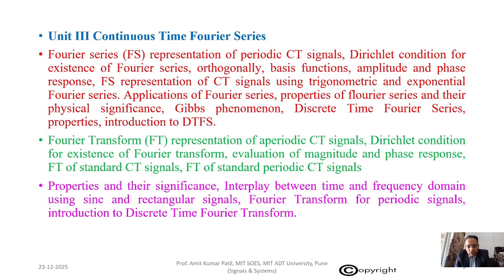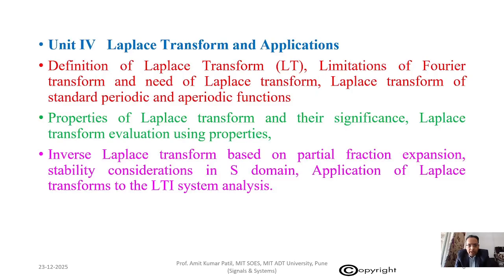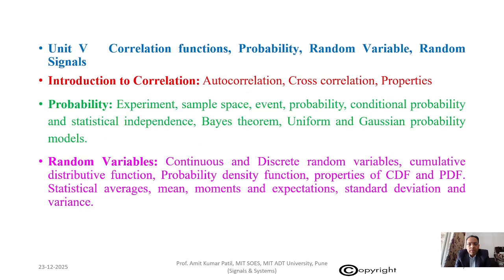Here we will study what Fourier series and Fourier transform are and their applications. Unit number 4 is Laplace transform and its applications. Here we will study what Laplace transform is, its properties, how to solve numerical problems using Laplace transform, its applications, and the inverse Laplace transform. Unit number 5 is correlation functions, probability, random variables, and random signals.